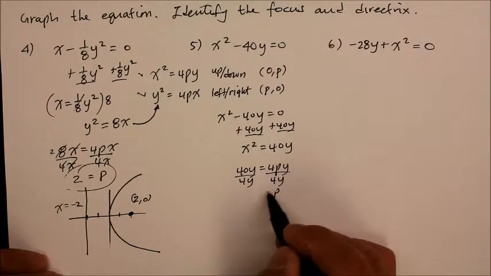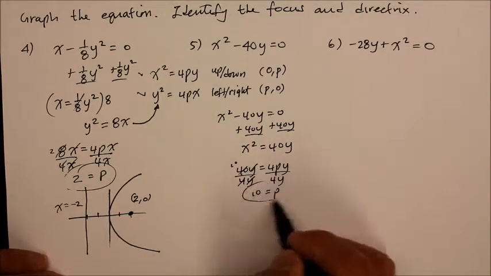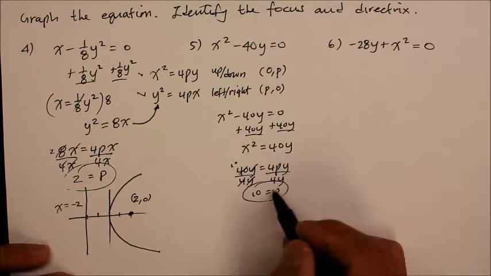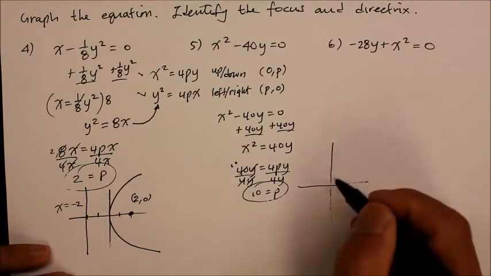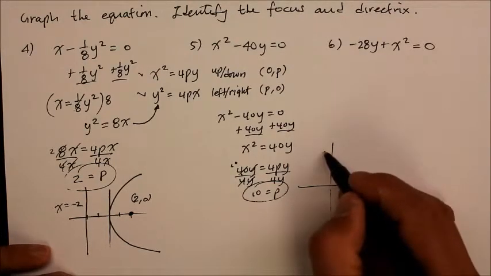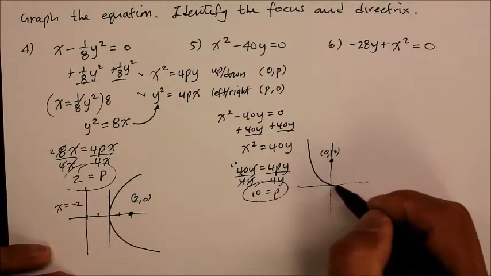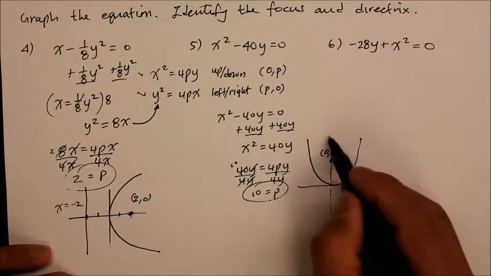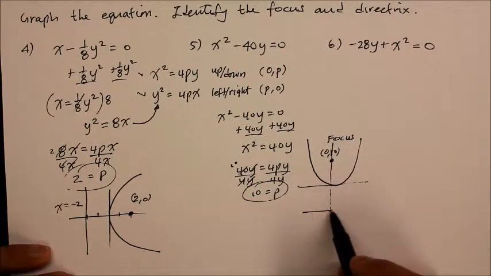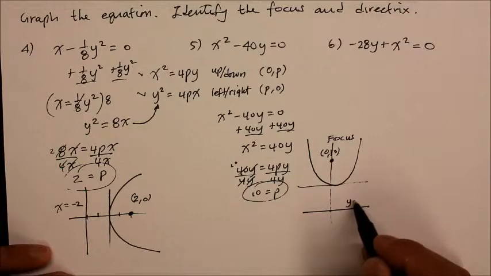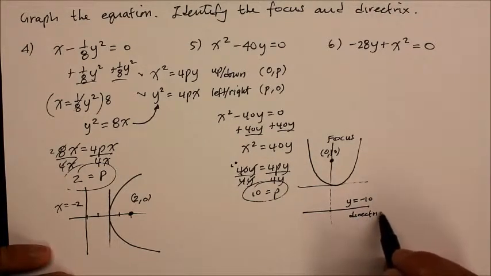So I end up getting p is equal to 10. And since I know that this one is going to open upward, the coordinate is going to be 0 and 10 right here. 0 and 10. That's the focus. The parabola will look like this. And where will the directrix be? On the exact opposite side. And the function will be given as y is equal to negative 10 this time. I hope you're seeing a pattern.